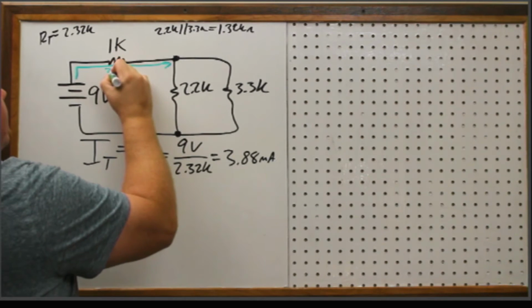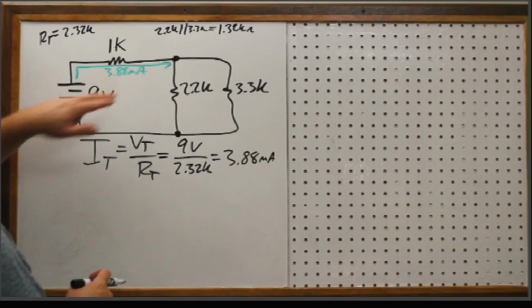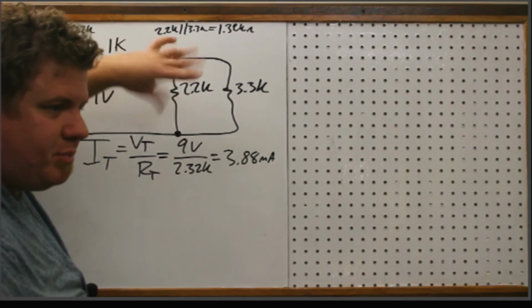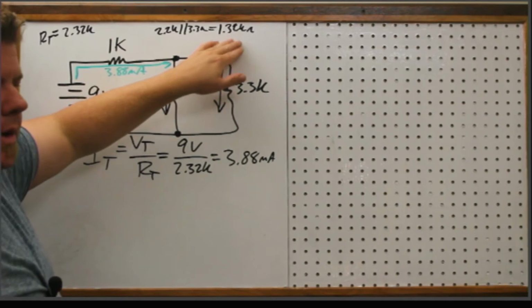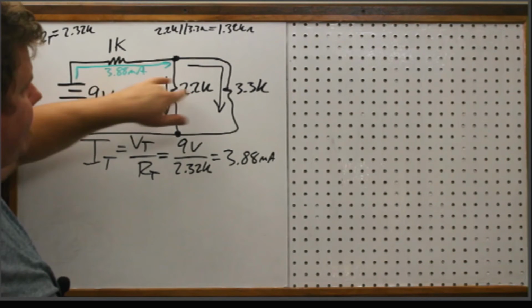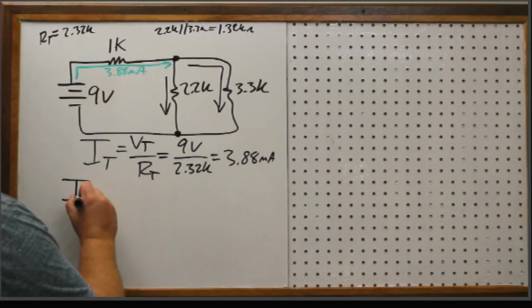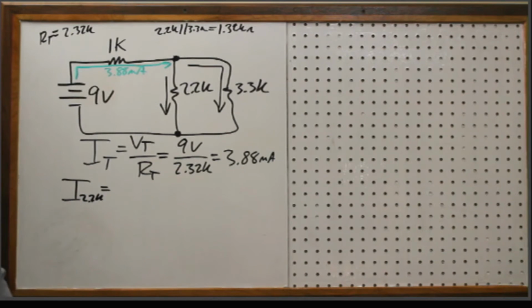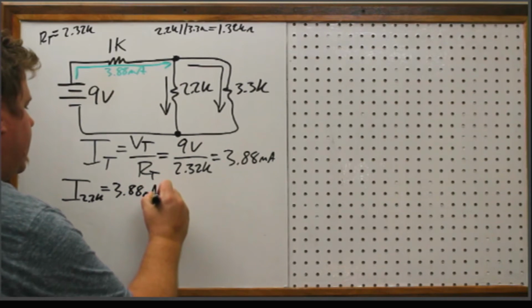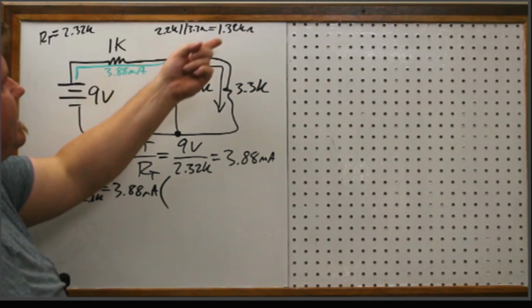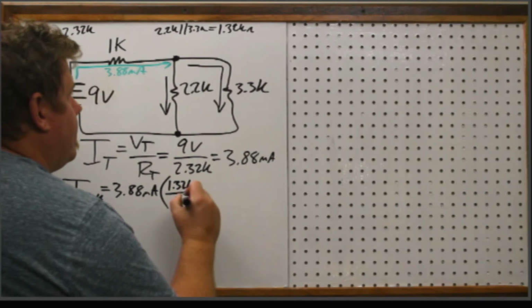So that is 3.88 milliamps, okay? And so now what's going to happen is that's going to come into this node and split. And it's going to split this branch and this branch. And this is why we want to remember what we had for these two in parallel, because now I have a current division problem, okay? So if I wanted to find the branch current for the 2.2K, all right? Remember with current division, it's whatever comes into the node, which is 3.88 milliamps times, okay? This time it's the total over the individual, so 1.32K over 2.2K.